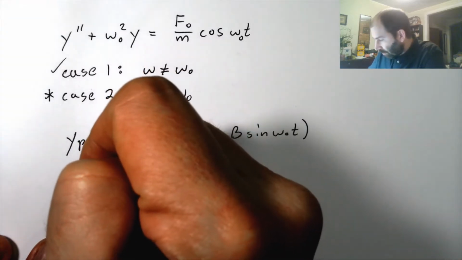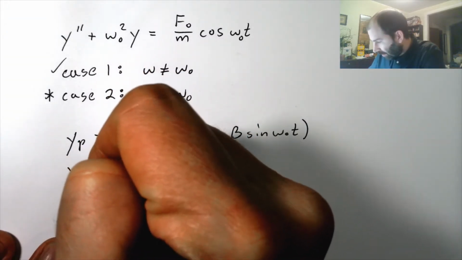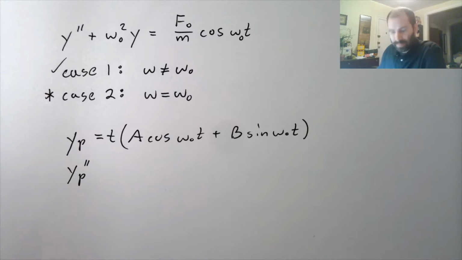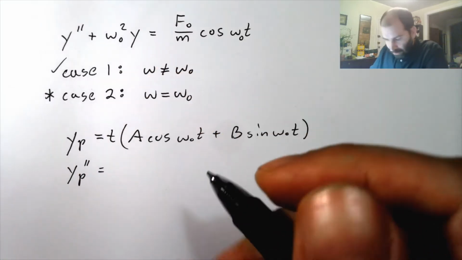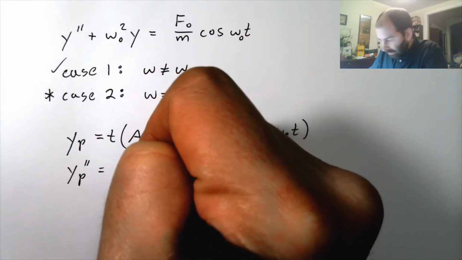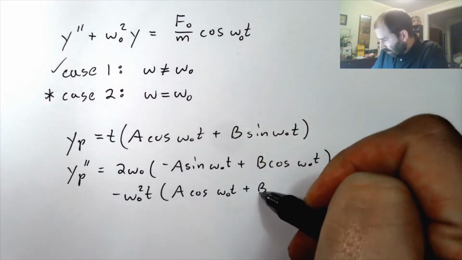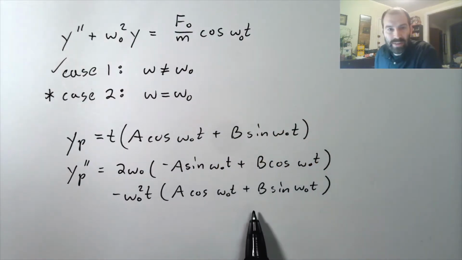What we'll need to do is compute yp double prime. So go ahead and do that on your own. Pause the video, and we'll check our work. Okay, 3, 2, 1. When you go through that, I'm not going to go through all the steps. I'm going to write down the final answer. This is what you should have gotten.